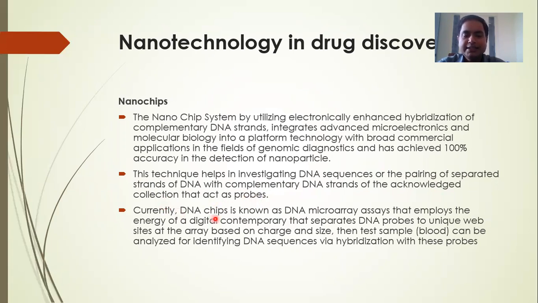Currently, DNA chips are known as DNA microarray assays that employ the energy of a digital current that separates DNA probes to unique wave sites at the array based on charge and size. So then a test sample, for example blood, can be analyzed for identifying DNA sequences via hybridization with these probes.